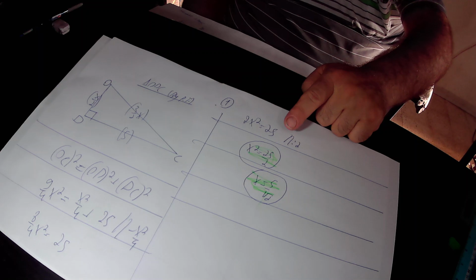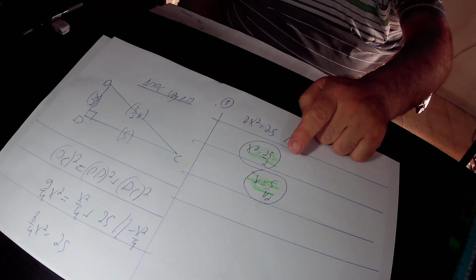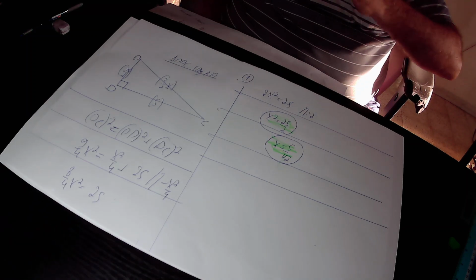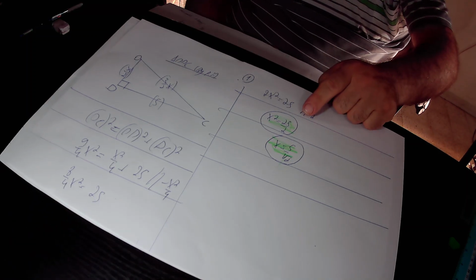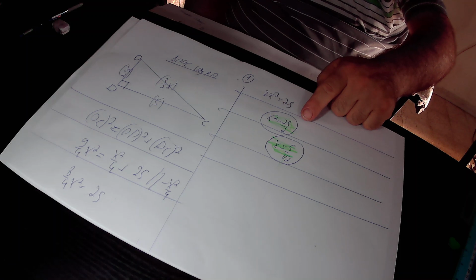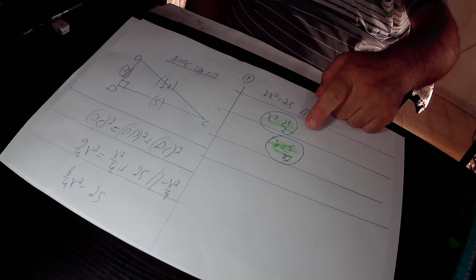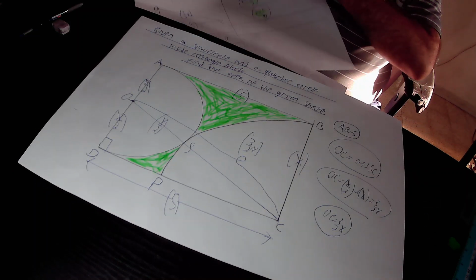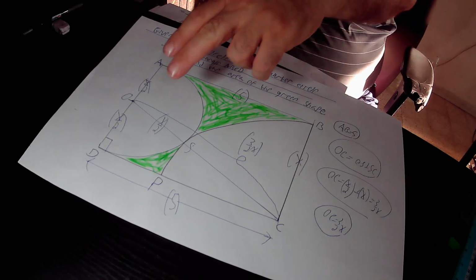So here we took x out of this expression and finally found out that x equals the square root of 25 over 2, that is 5 over the square root of 2. So x squared equals 25 over 2, and x equals 5 over square root of 2 in length. Our mission is to find out the area of this green shape.